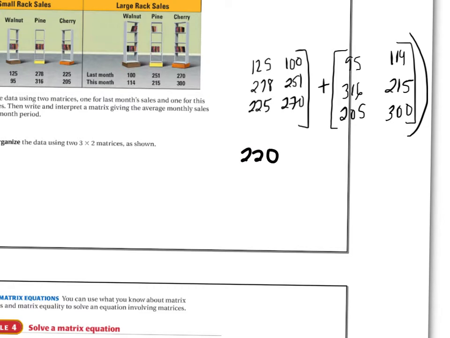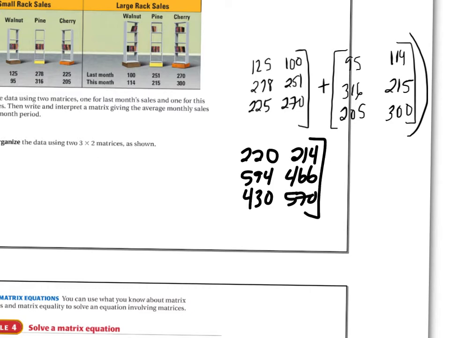And then I would get 594,430. When I add first row, second column, I'm going to get 214. That's coming from 100 plus 114, 466, and 570. And now I'm close to being done.